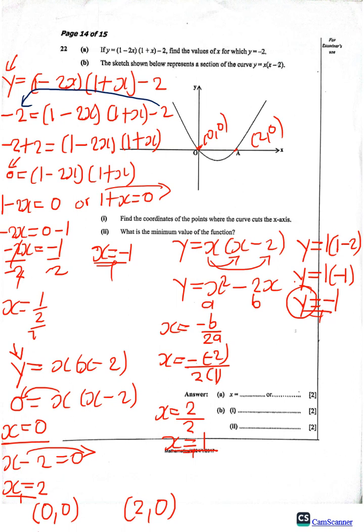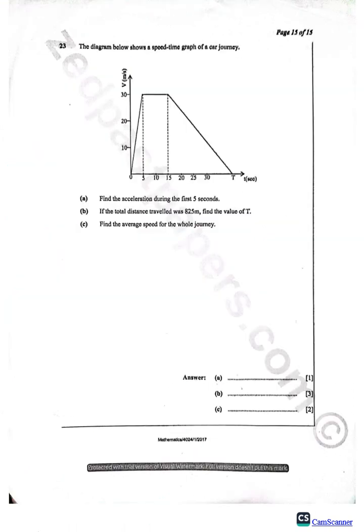Now let's move on to the last part. Question 23: the diagram below shows the speed time graph of a car journey. Find the acceleration during the first second. So this point is our initial, then here our final. So we can now find the acceleration.